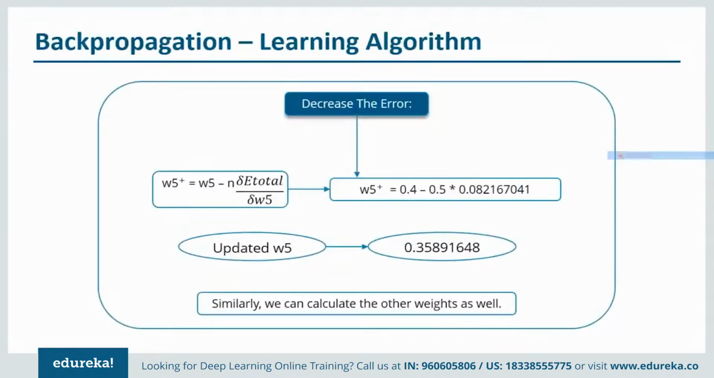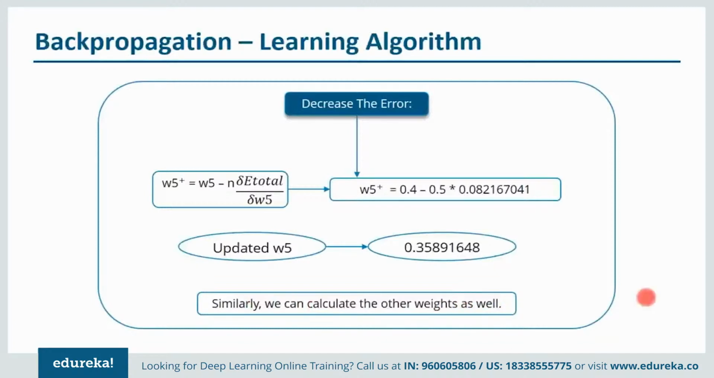First thing we need to do is follow this formula. W5+ is nothing but the updated weight, which is equal to W5 minus the learning rate into delta of E total by delta of W5, which came to around 0.35891648. Similarly, we can calculate the other weights as well.